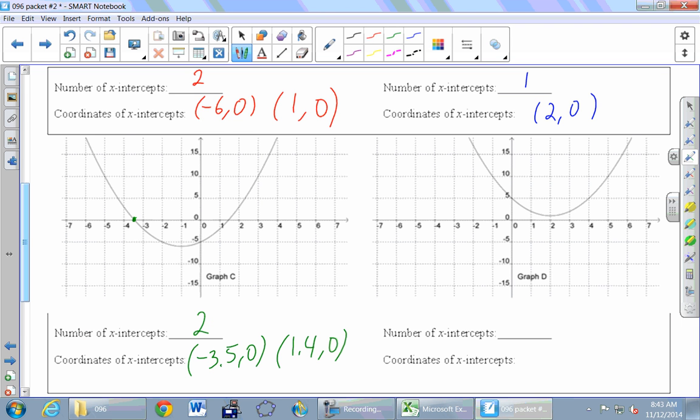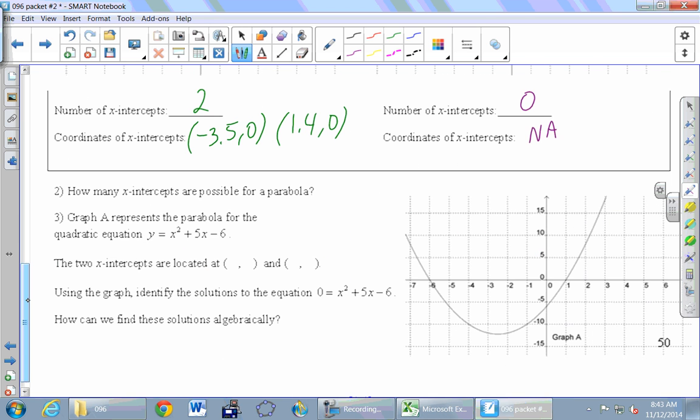And then finally, poor graph D, how many x-intercepts? 0, that's too bad. So the coordinates, not applicable. There just aren't any, right? Okay, so down here in number 2, let's go to Iman. Could you read number 2, please? Iman, number 2. How many x-intercepts are possible?